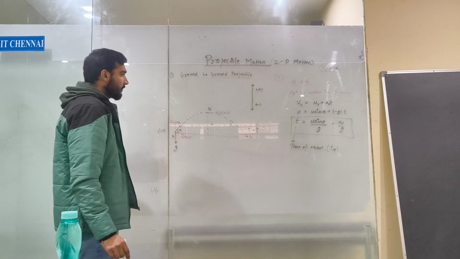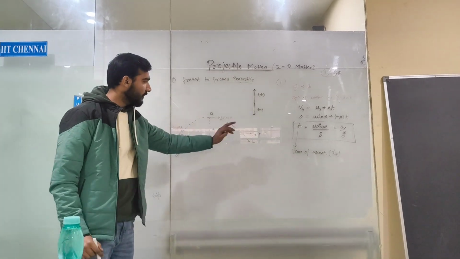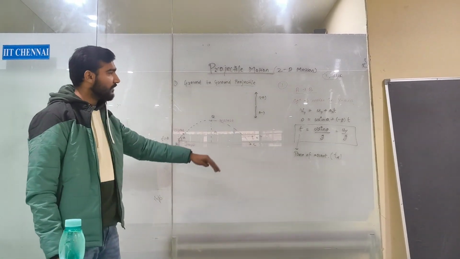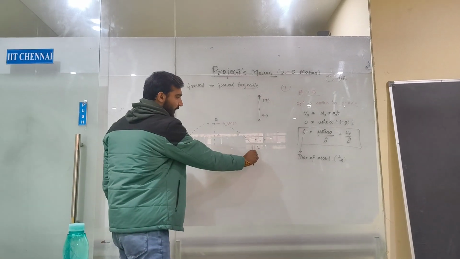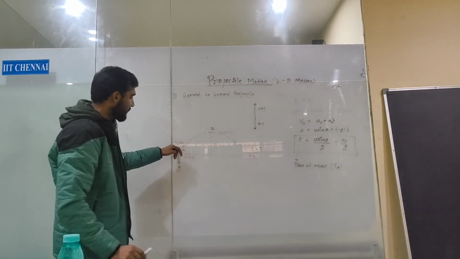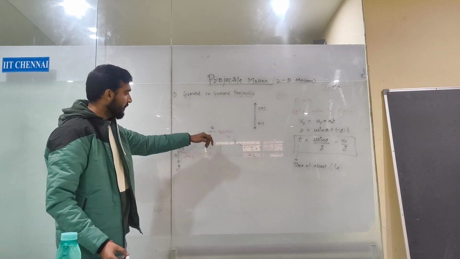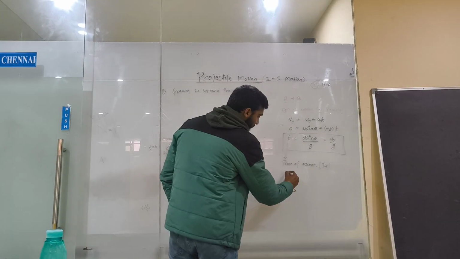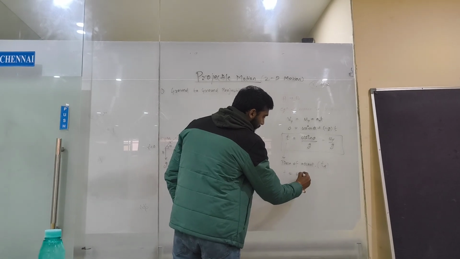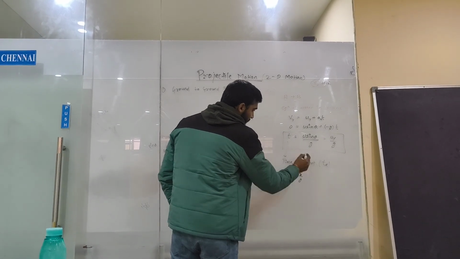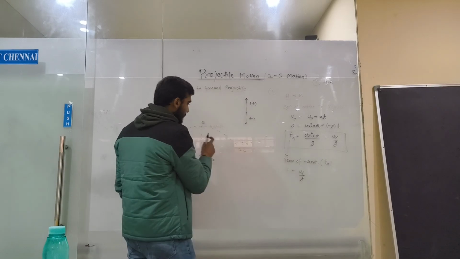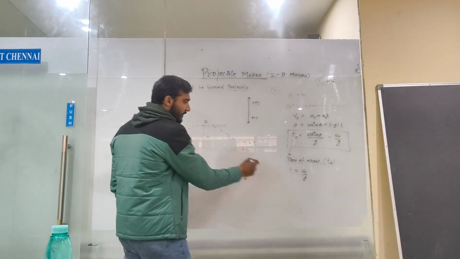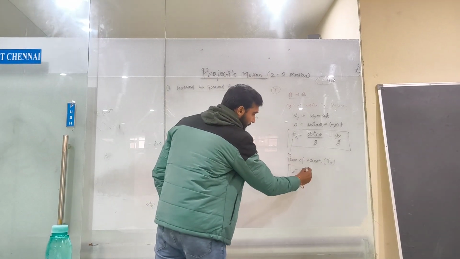Similarly, I can also find the time from B to C by using the same equation. Here the y component of velocity is the same as u sin theta, but the direction is changing. Final velocity is 0, and the answer comes out the same: t equals u_y by g. So this is time of ascent, and this is time of descent, and I am denoting it by TD.